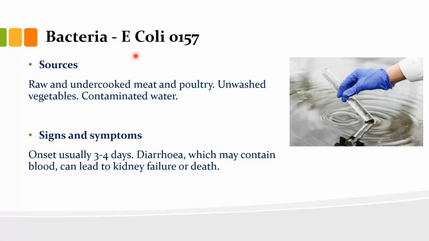E. coli O157. Sources: raw and undercooked meat and poultry, unwashed vegetables, contaminated water, especially if there is some mixing between sewage water and our drinking water. This will cause contamination of water, especially for people consuming well water or spring water. Signs and symptoms: onset usually 3 to 4 days, diarrhea which may contain blood, and can lead to kidney failure or death, because the kidney is the target organ for E. coli.